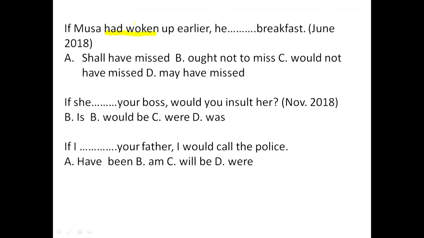We have shall have missed. No, shall have missed. Out of the case, we require the would have aspect. B, ought not missed. No. B, we have would not have missed. Fine. We have the would, we have the have, is fine. Would not have missed breakfast is fine, and D, may have missed. No. So because we have the structure in mind, arriving at the answer is no problem.